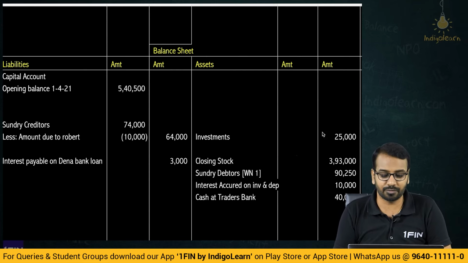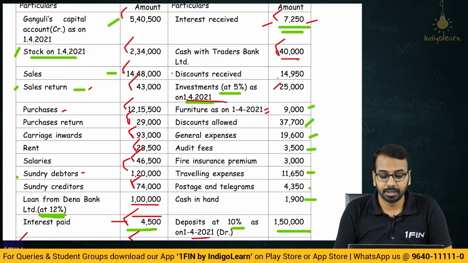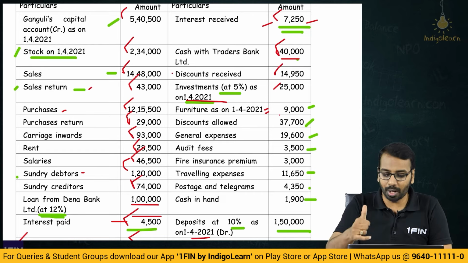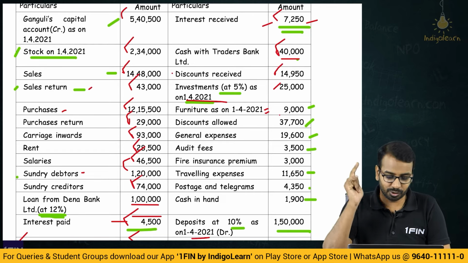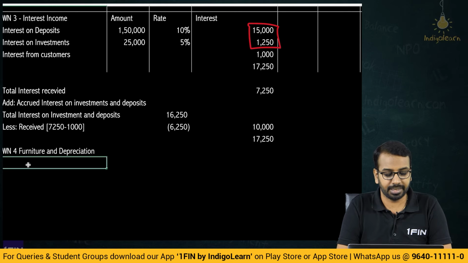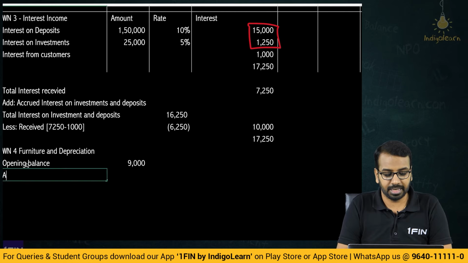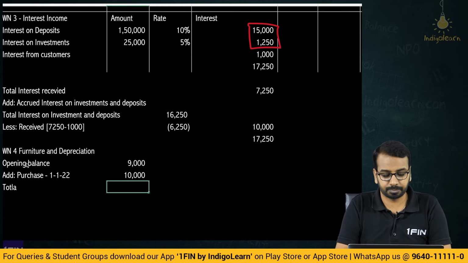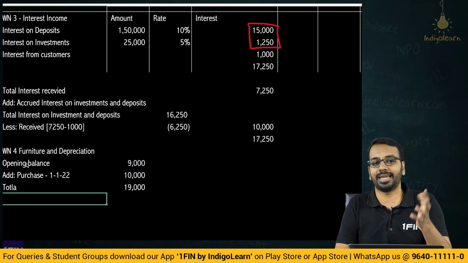Okay, so investments 25,000, then discount received we have already considered, investments adjustment done, furniture 9,000, and there are two adjustments. What are the two adjustments? One, purchases, second, depreciation. So let us get on to that. Working note number 4, furniture and depreciation, right? So what is the opening balance? 9,000. Add purchases on 1st of January 2022, 10,000. Total 9,000 plus 10,000, 19,000, right?